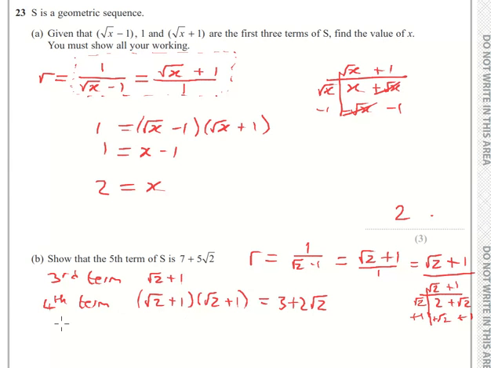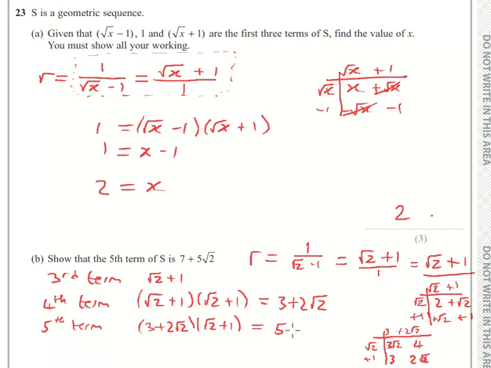That's the fourth term. For the fifth term, I'm going to have to times by the common ratio again. So I'm going to do 3 plus 2 root 2 multiplied by root 2 plus 1. Do a little grid maybe down here, just try and squeeze it in. 3 plus 2 root 2, root 2 plus 1. We get 3 root 2, and then we get 2 times root 2, which is 4. We get 3 times 1, which is 3, and then 1 times 2 root 2, which is 2 root 2. And sure enough, lo and behold, we get 5 root 2 plus 7.